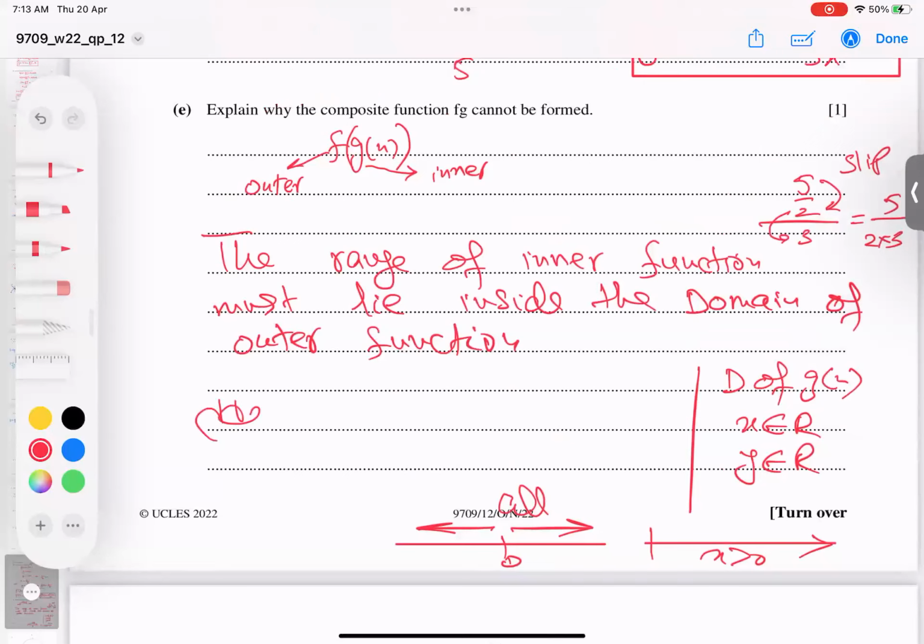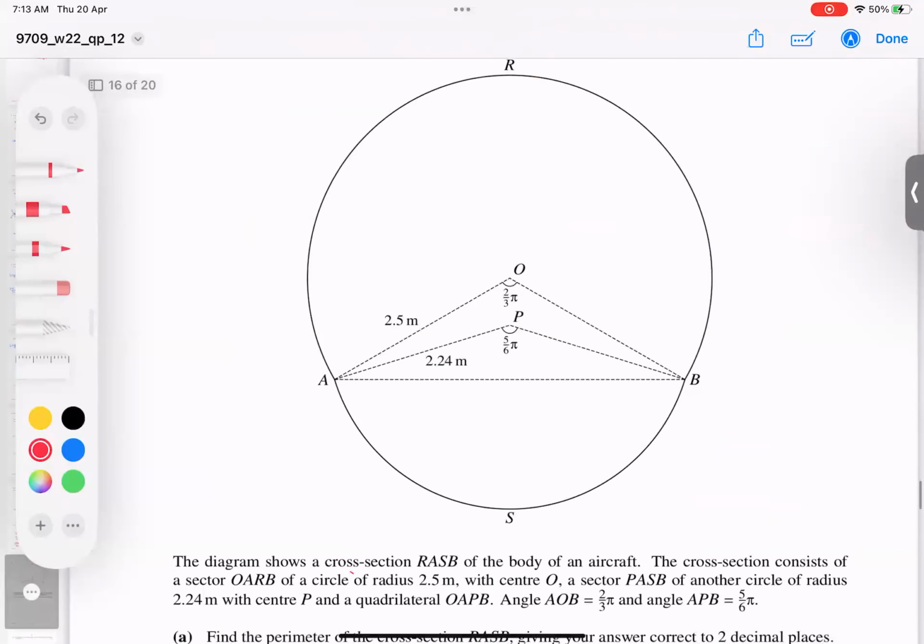Hence f of g of x cannot be formed. So I hope the concept is clear. This is the major reason: the range must lie wholly inside. Okay, this is all clear. Let's go for the next part.